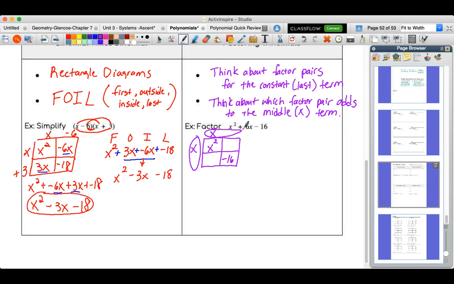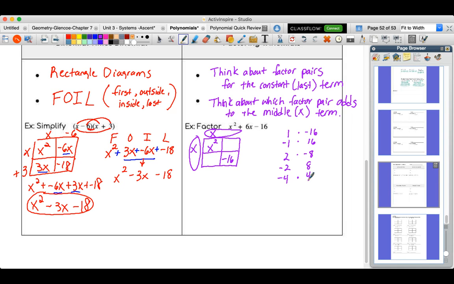So let's think about the factor pairs of negative 16. What multiplies to negative 16? I'm just going to list them. So we have 1 times negative 16, or we have negative 1 times positive 16. We have 2 times negative 8, or we have negative 2 times positive 8. We also have negative 4 times positive 4, or we have positive 4 times negative 4, but that's already shown here that we have a positive 4 and we have a negative 4. So those are all our factor pairs that are possible.